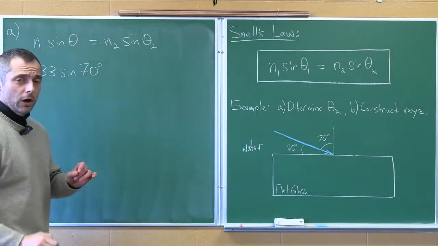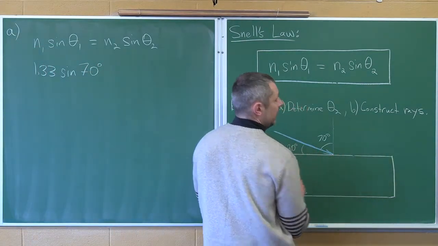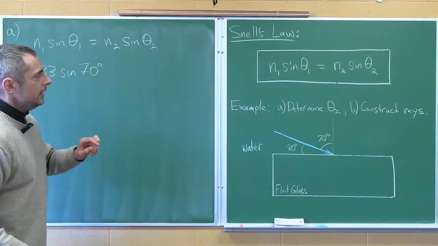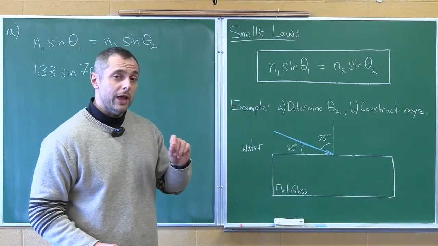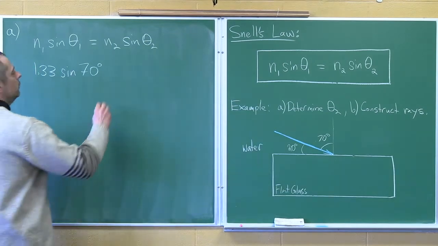Remember I said with the law of reflection, it didn't matter if you said, okay, let's make it 20 degrees to the surface, you get the same ray. But this time, if you plug in 20 here instead of 70 and you solve for theta 2, you will get the wrong number, the wrong angle. So it has to be, in Snell's law, the angle with respect to the normal.